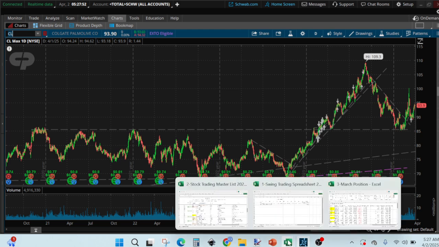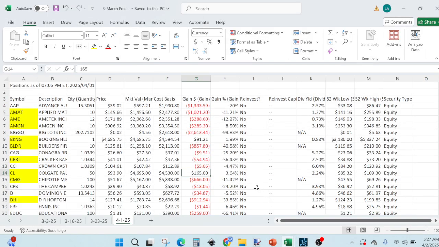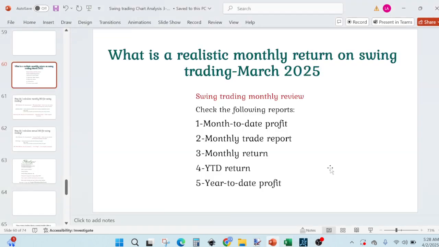And that's why it's positive, but we have it in the account and we just leave it alone for the time being. Just to give you an idea that yes, even though we sold some stocks at profit, there are stocks that have losses in them, and we just keep them in the account until they become positive before we sell them when they reach our exit point. So this concludes a realistic monthly return on swing trading for the month of March 2025.